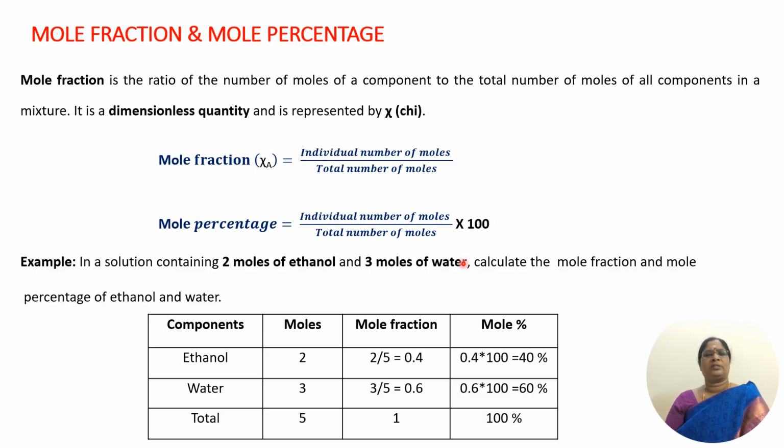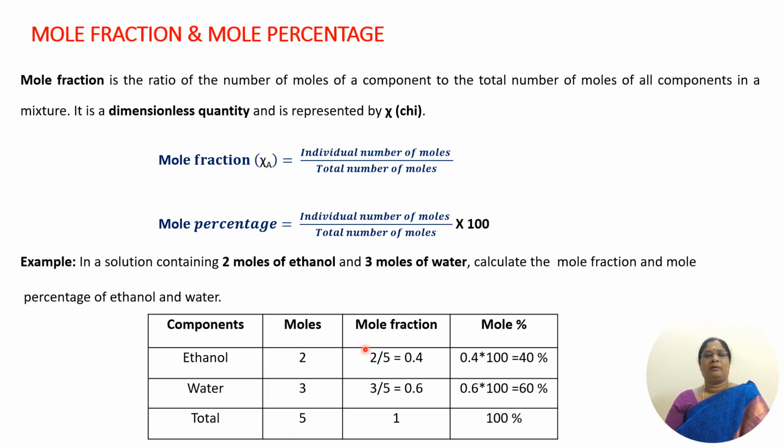So let us solve a simple problem regarding mole and mole percentage. In a solution containing 2 moles of ethanol and 3 moles of water, calculate the mole fraction and mole percentage of ethanol and water. So let us frame a table so that it would be easy for us to do the calculations. First, let us write down the components in the given problem. The two components given in the problem are ethanol and water. So for ethanol, the number of moles is 2 and for water it is 3. First let us make the total. 2 plus 3 is equal to 5.